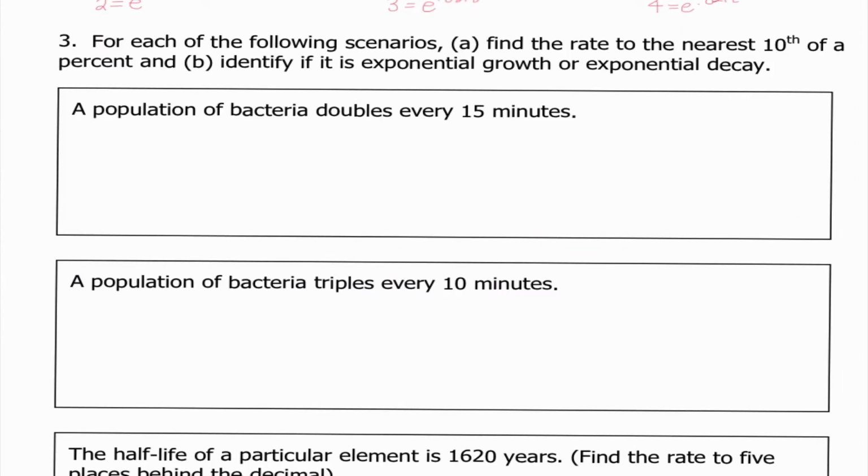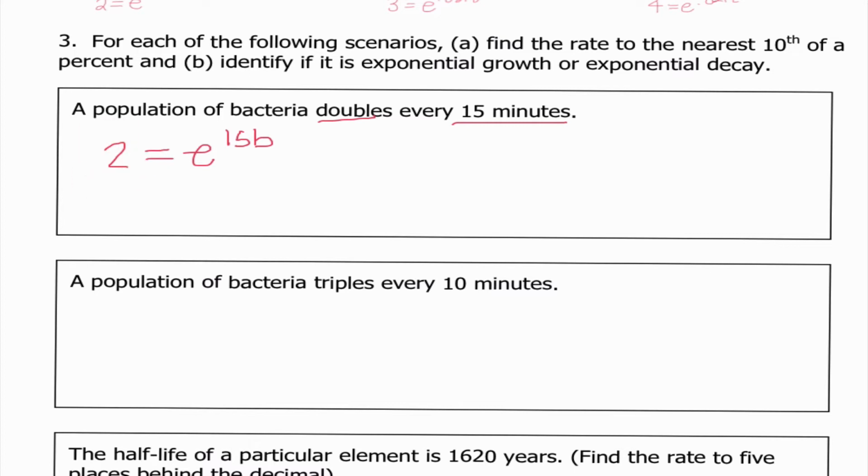So for number 3, we're doing something similar. It tells us to find the rate to the nearest 1/10 of a percent and identify if it is exponential growth or exponential decay. Number 3 tells us that a population of bacteria doubles every 15 minutes. So we're going to use the fact that it's doubling every 15 minutes and say 2 equals e to the 15b power.